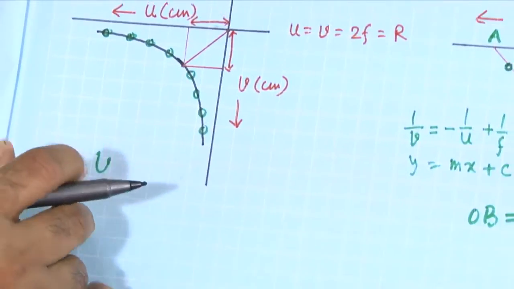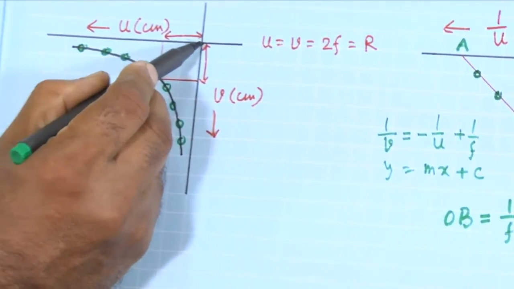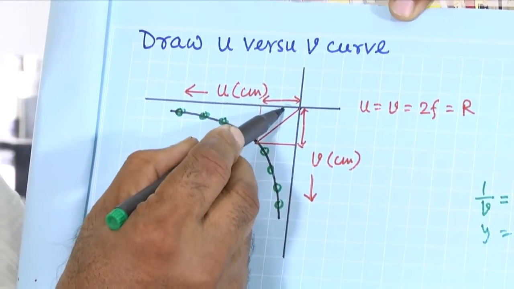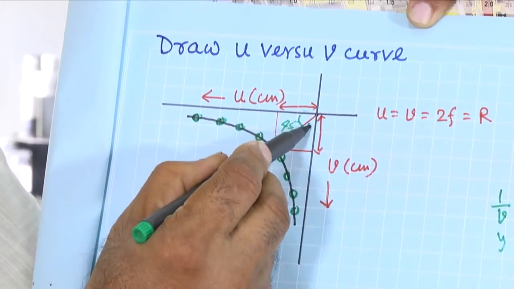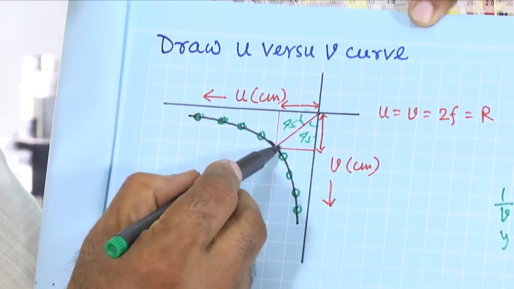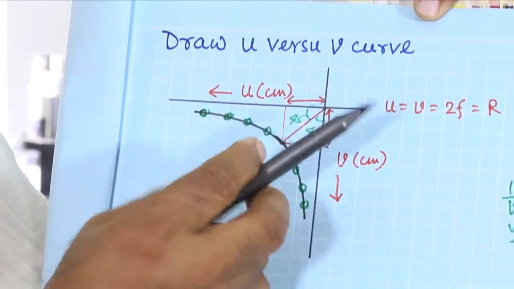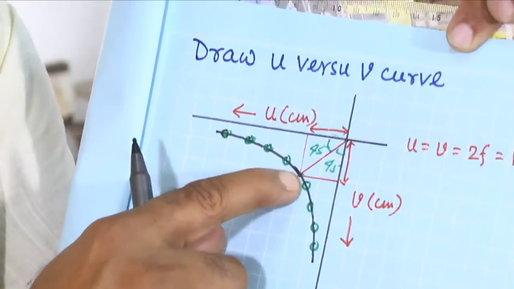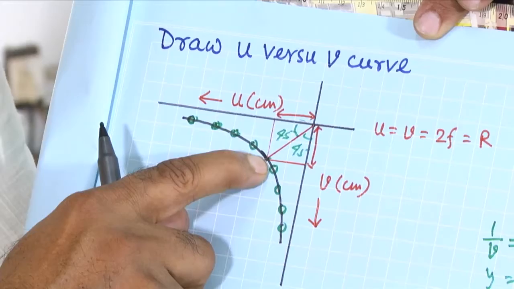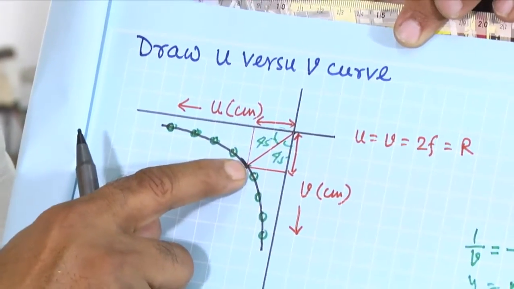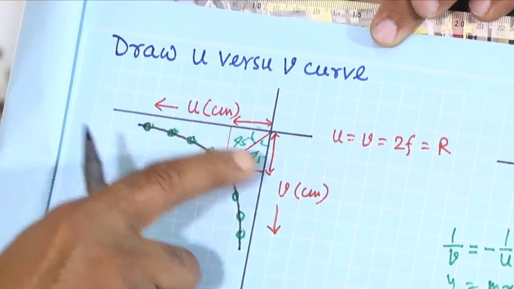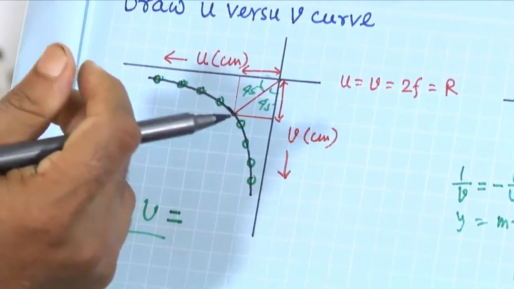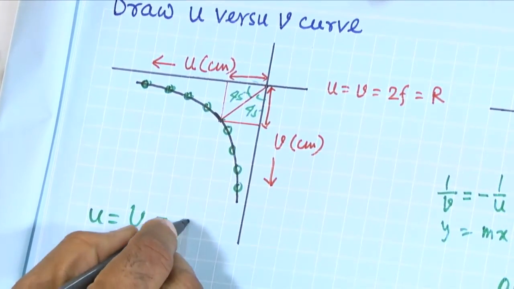So from the center, if you draw a line at 45 degrees, where it meets the curve, this point will be the point where the u and v values will be equal. And this value, the center of curvature, what is the distance from the mirror? That is basically 2f.